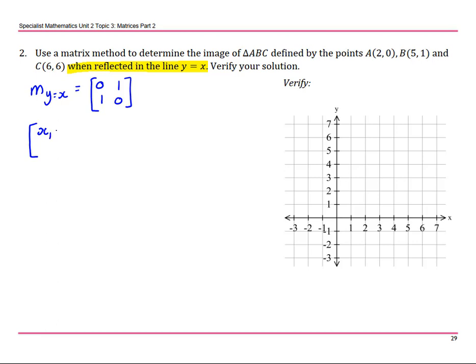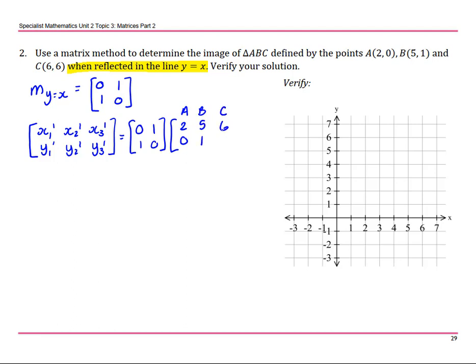So our image of point 1, our image of point 2, and our image of point 3 is going to be that matrix times our coordinates. So A is (2, 0), B is (5, 1), and C is (6, 6). I'm just going to do that on my calculator. You can do it by hand if you want. We get 0, 1, 6, 2, 5, 6.